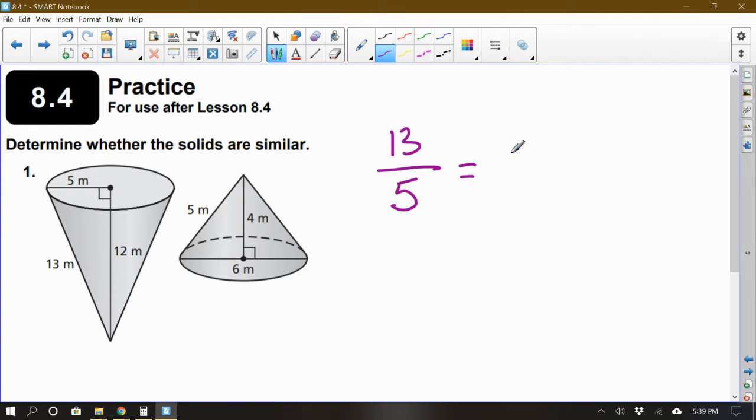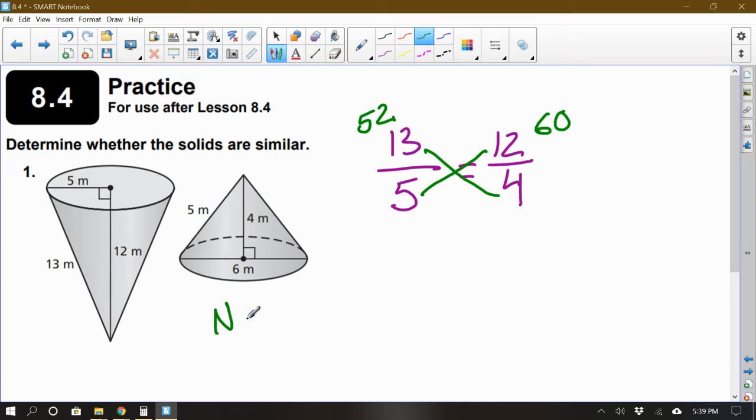Now the second ratio has to be set up the same way. This internal height on the first cone is 12, and the internal height of the second cone is 4. Once again, let's try those cross products that I mentioned earlier. 5 times 12 is 60. Is 13 times 4 60? No, 13 times 4 is actually 52. So nope, it does not look like these are similar. They're not similar.